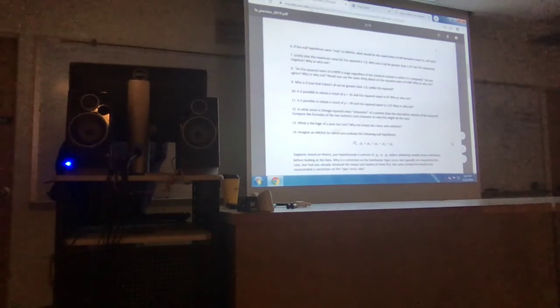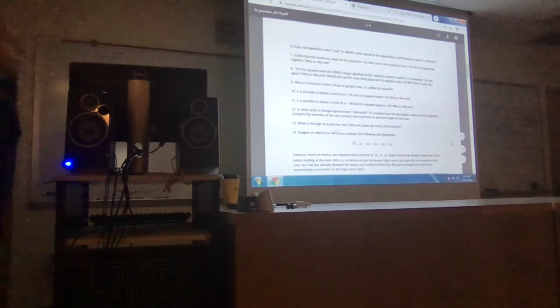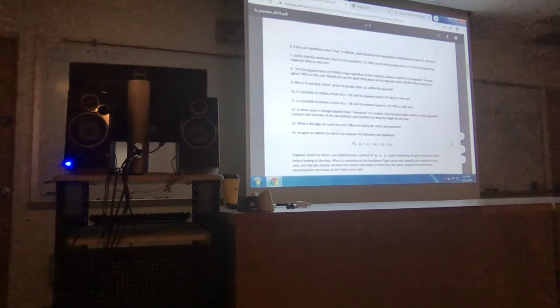Justify that the maximum value for eta squared is 1. Why can it not be greater than 1? We've talked about that. Can eta squared be negative? Why or why not? Number 8, an eta squared value of 0.9999 is large regardless of the research context in which it's computed. Do you agree? Why or why not?